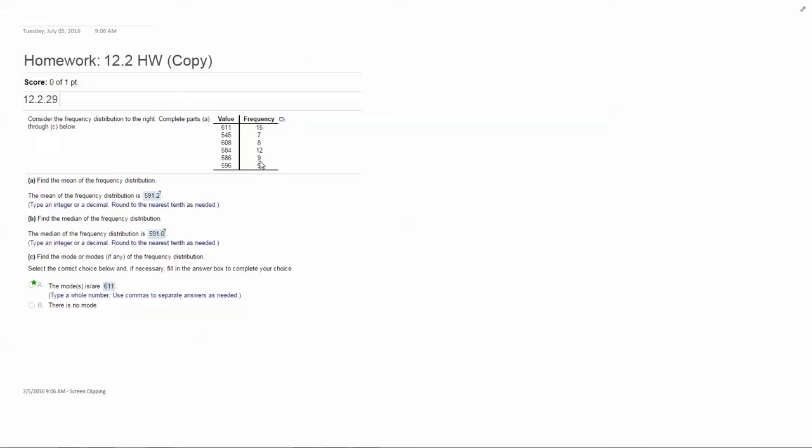So for this kind of frequency distribution, we actually do know what the original data is. We have 15 numbers that are 611. We have 7 numbers that are 545, 8 numbers that are equal to 608, and so on.